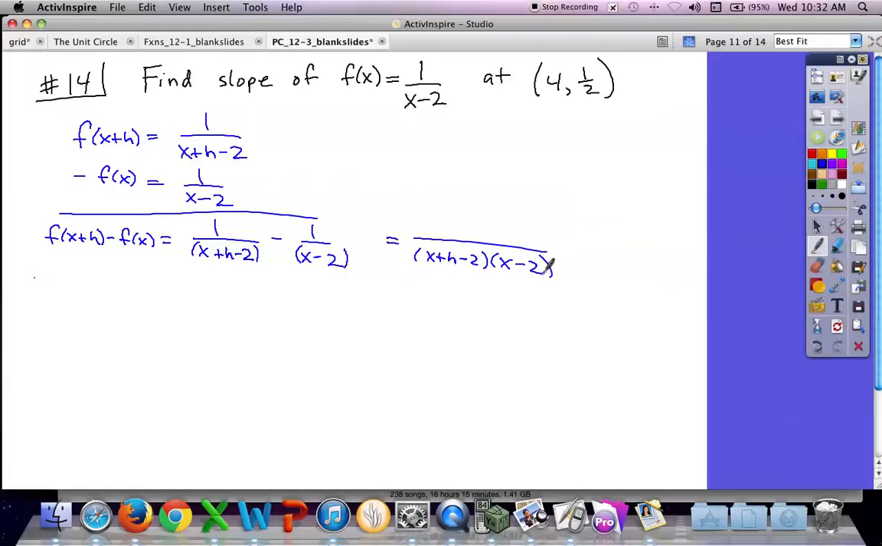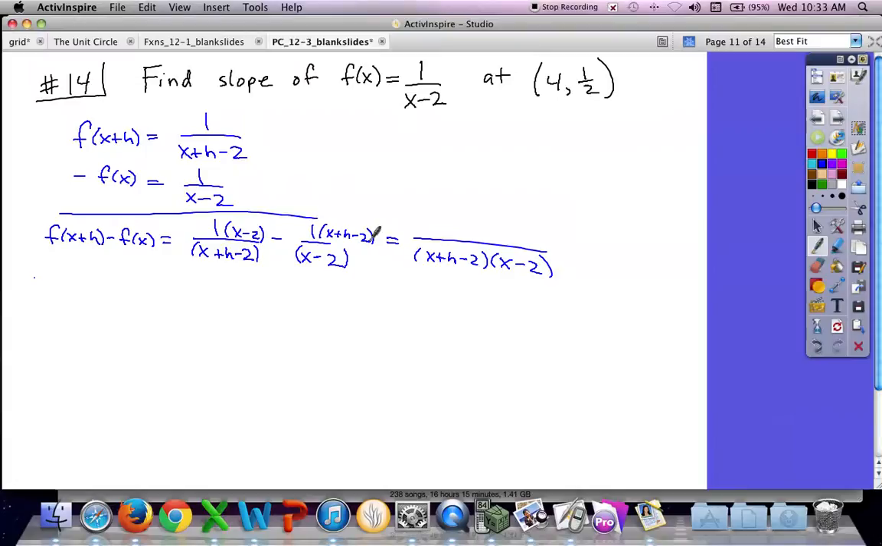Okay, what would this first fraction be missing from the common denominator that we need to multiply by? x minus 2, right? It's got this, but it doesn't have this. So we would multiply top and bottom by x minus 2. Okay. And then this fraction is missing the x plus h minus 2. So we multiply that by x plus h minus 2. So now everything has the same denominator.